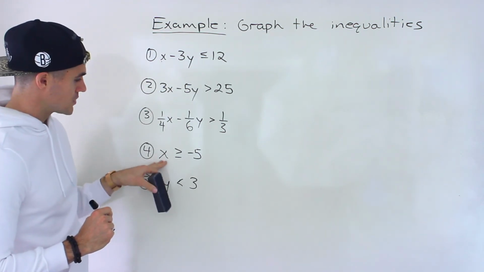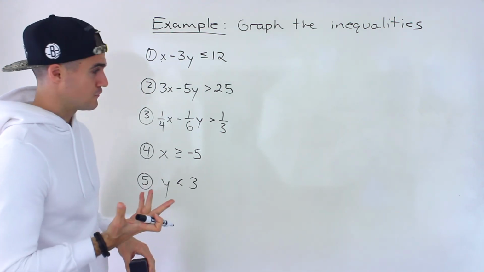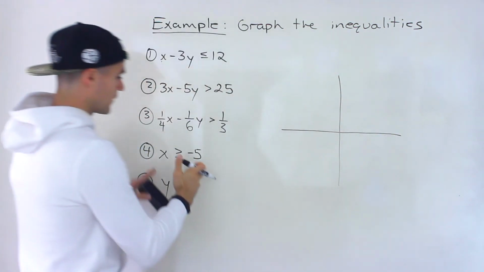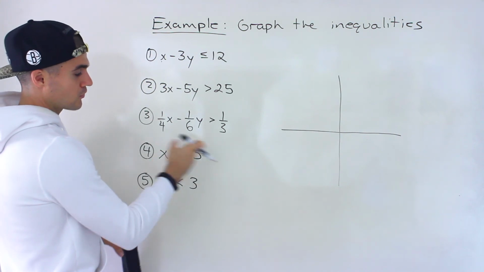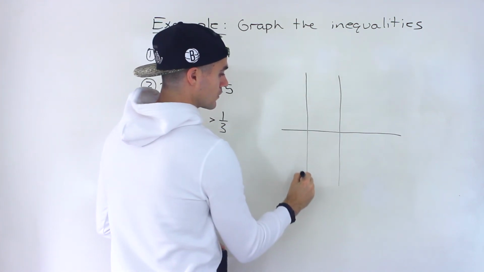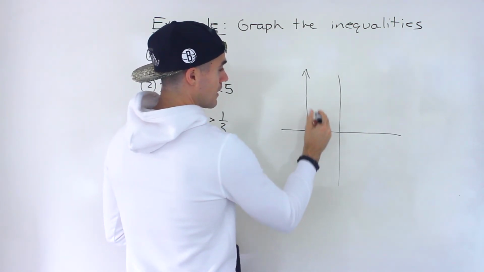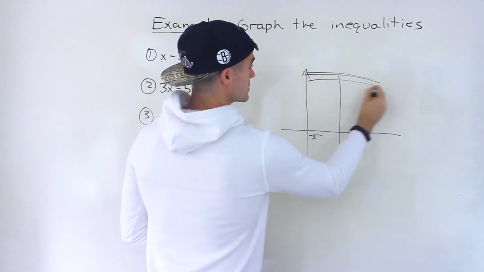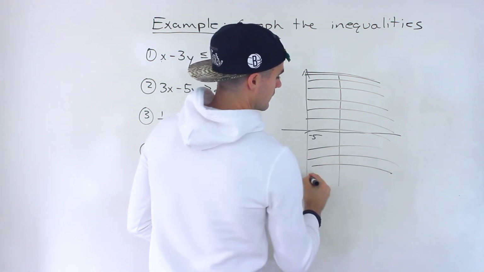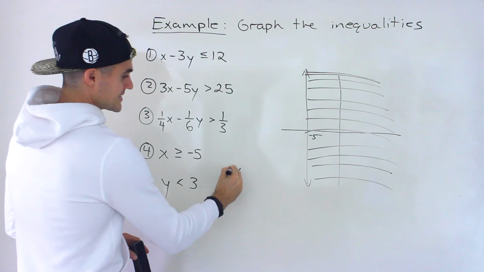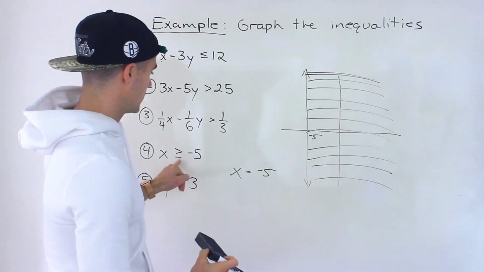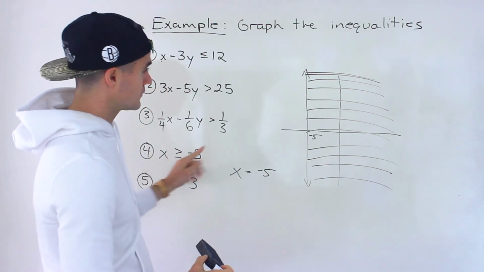Now moving on to 4 and 5. So x is greater than or equal to negative 5. This one's pretty easy. It's all the x values. Notice we don't have to isolate for anything here. It's all the x values that are greater than or equal to negative 5. So what you would do is draw a vertical line at the x value negative 5, and it would basically be this region over here if you filled it all in. Right, so x equals negative 5, that's a vertical line right here. But the inequality, all the x values that are greater than or equal to negative 5, would be this.